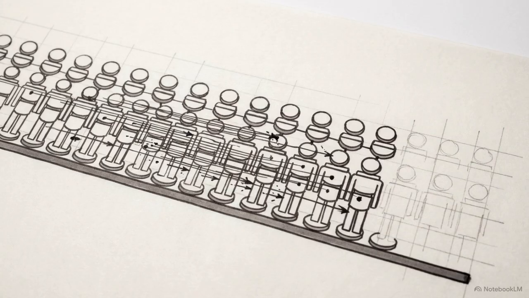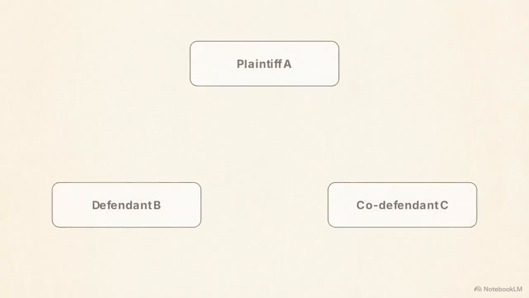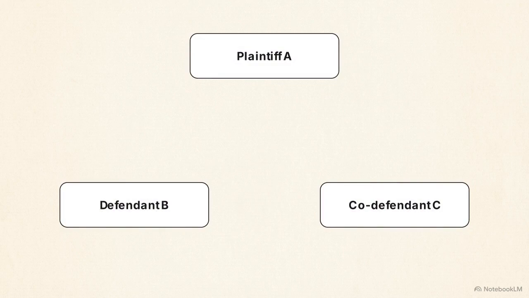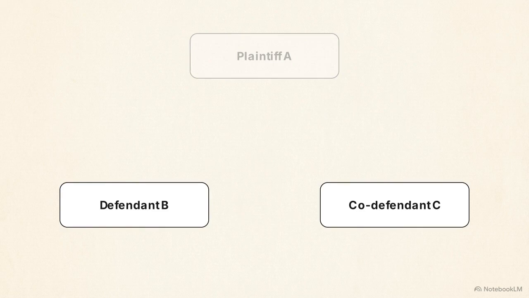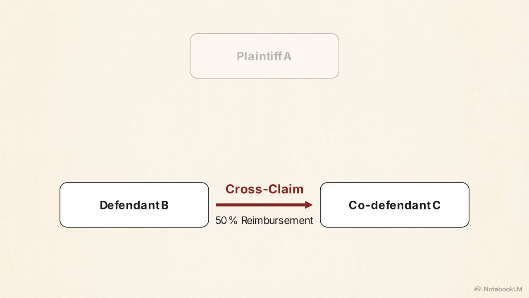When liability is shared between multiple defendants, the litigation matrix expands laterally. This is a cross-claim, an internal action by one party against a co-party. It must arise from the same transaction that is the subject of the original action. Consider a collection suit against two solidary debtors. If defendant B immediately settles the debt with the plaintiff, the primary axis is satisfied. To settle the internal imbalance, defendant B files a cross-claim, demanding co-defendant C reimburse him for $50.